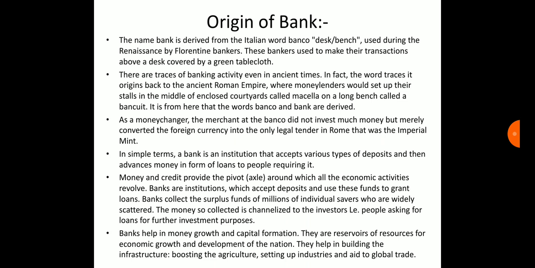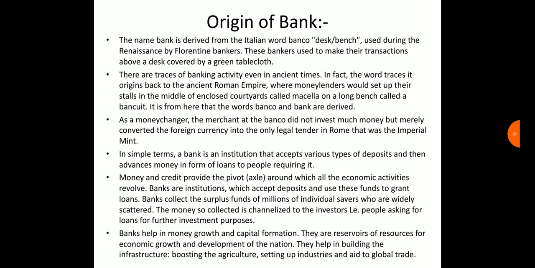As a money changer, the merchant at the banco did not invest much money, but merely converted the foreign currency into the only legal tender in Rome. That was the imperial mint. In simple terms, a bank is an institution that accepts various types of deposits and then advances money in the form of loans to people requiring it.